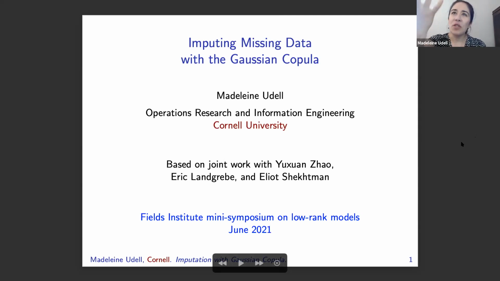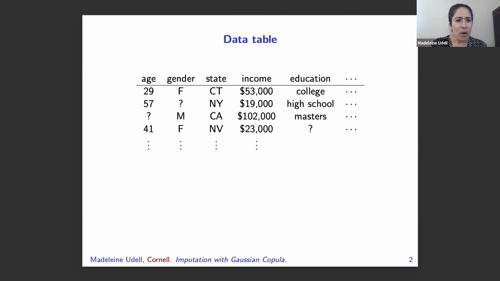I'm going to show you how to impute missing data, not using low rank models, but using the Gaussian Copula model. This is based on joint work with my PhD student, Yixuan Zhao, who is awesome, and two fantastic undergraduates at Cornell, Eric and Elliot. Okay, so the motivation is imputing missing data in large-scale data tables.